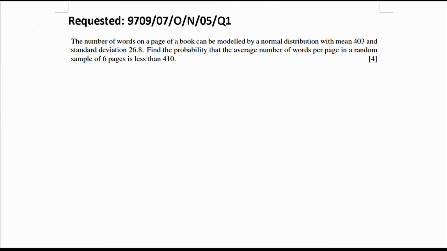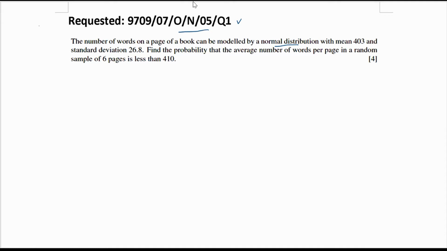Hi, this is the requested video. The question is from October-November 2005, and the question is one. The number of words on a page of a book can be modeled by a normal distribution with mean 403 and standard deviation 26.8.